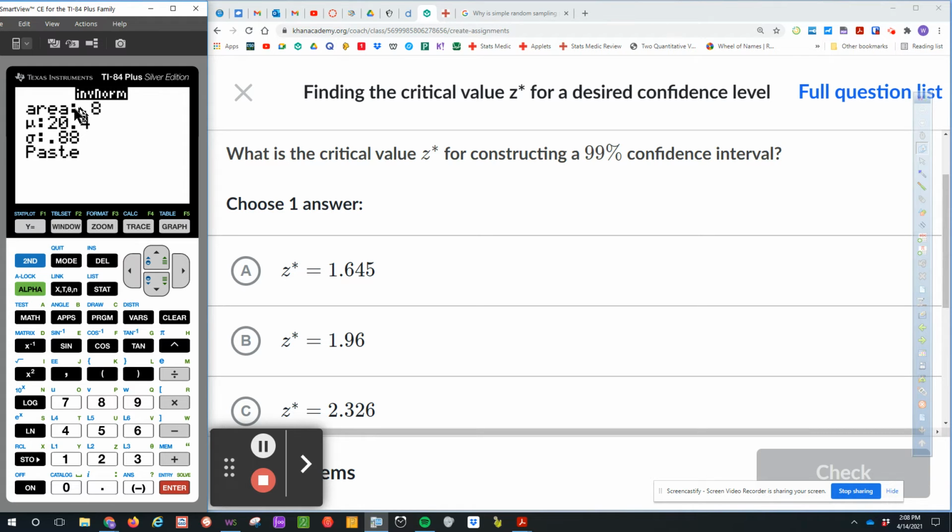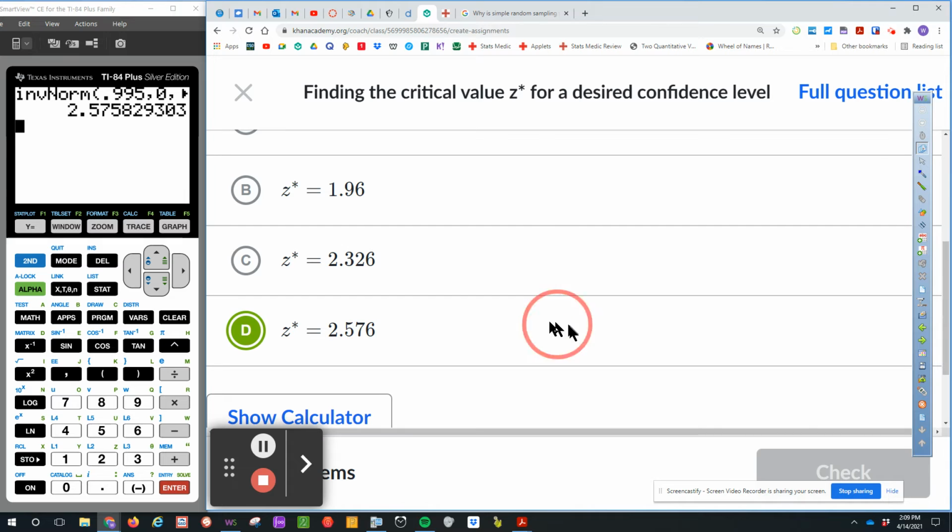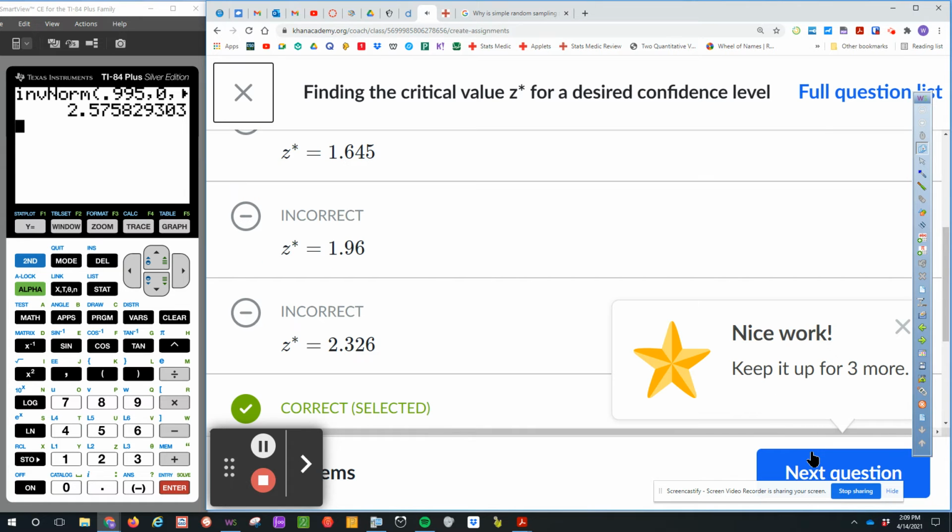This is the wizard, and it will ask you what's the area. The area is 0.995, right? Area to the left, and the mean is 0 because it's a standard normal distribution, and then standard deviation is 1, right? This is how we can calculate the critical value. So the critical value is 2.576, round to the 3 decimal places.